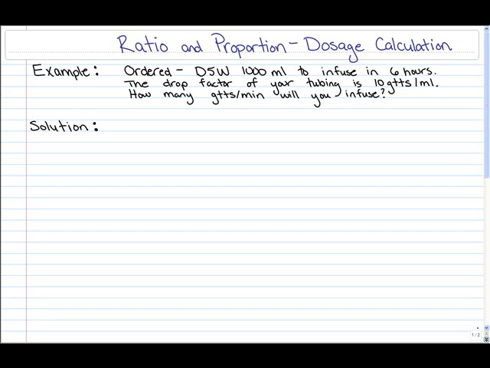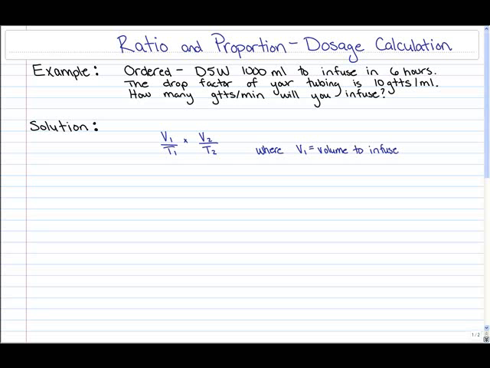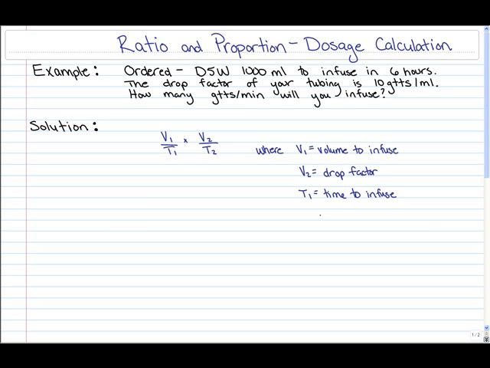Now, since this is an intravenous flow rate calculation, the general formula for the flow rate calculation would just be V1 over T1 multiplied by V2 over T2, where V1 is the volume to infuse, V2 is the drop factor, T1 is the time to infuse, and T2 is the time in minutes, which is always 60 minutes per hour. So use this formula here, pause the video now, and try to figure out how many drops per minute you will infuse.